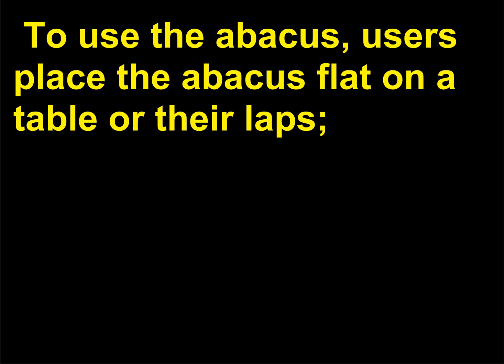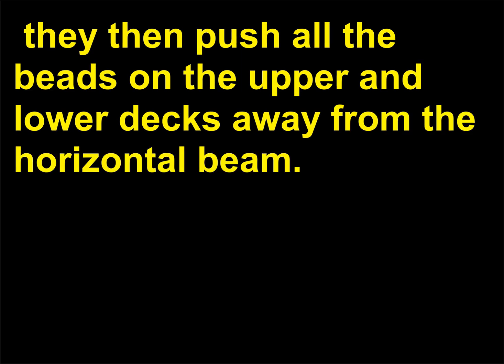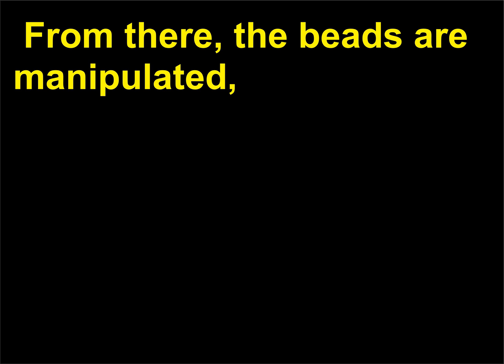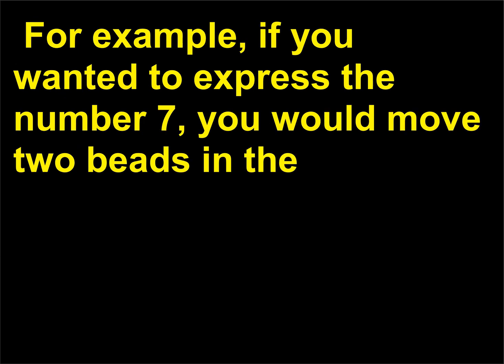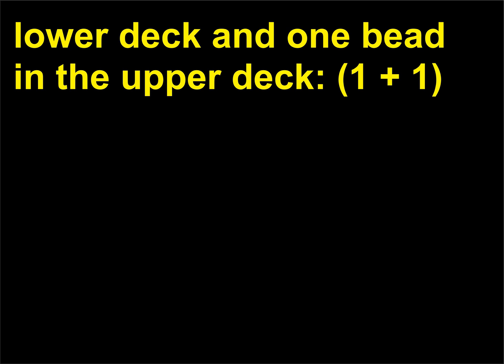To use the abacus, users place the abacus flat on a table or their laps. They then push all the beads on the upper and lower decks away from the horizontal beam. From there, the beads are manipulated, usually with the index finger or thumb of one hand, to calculate a problem. For example, if you wanted to express the number 7, you would move 2 beads in the lower deck and 1 bead in the upper deck.